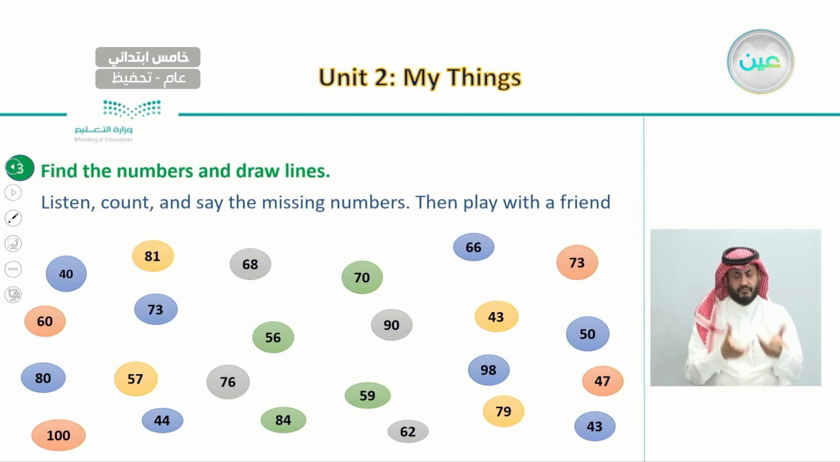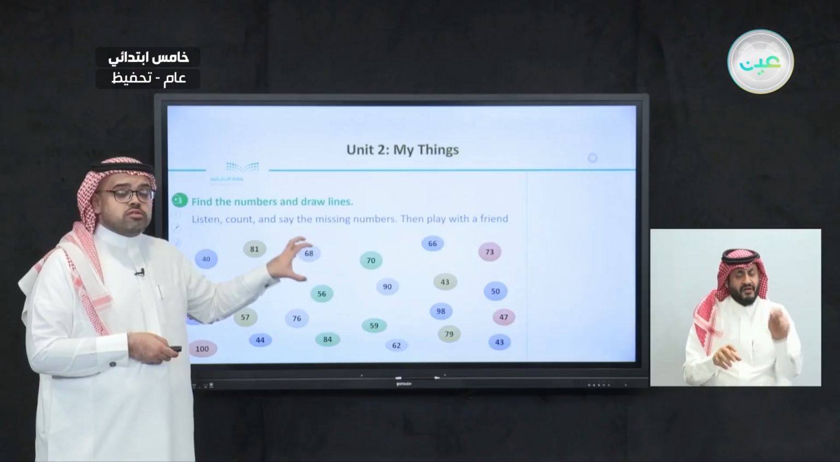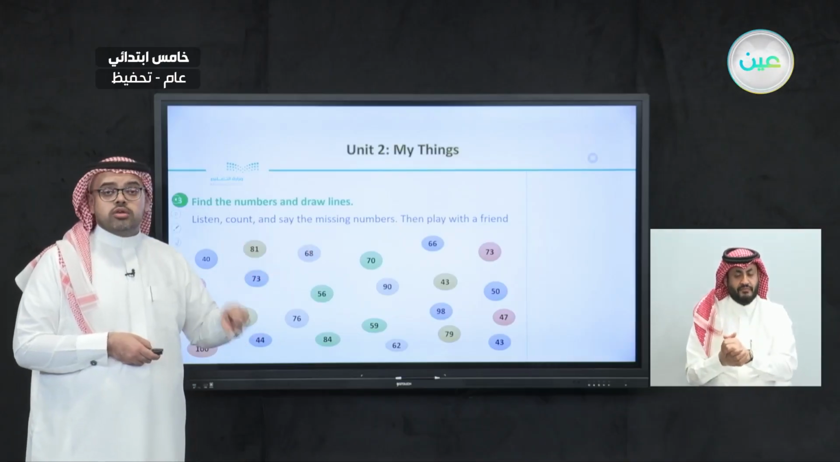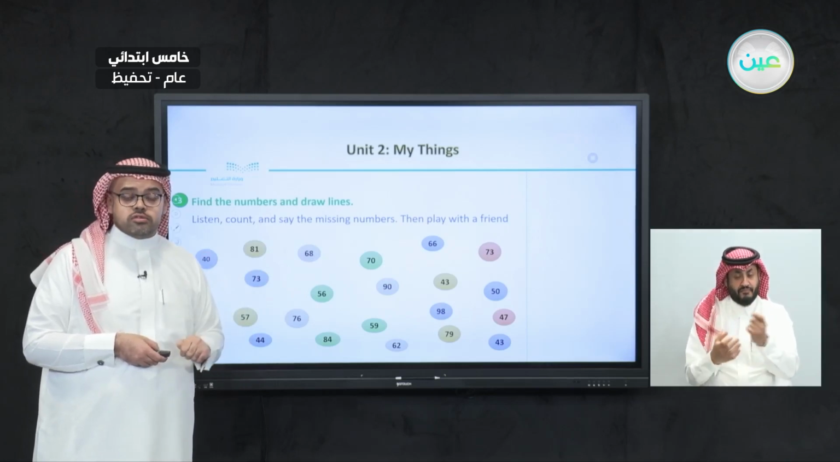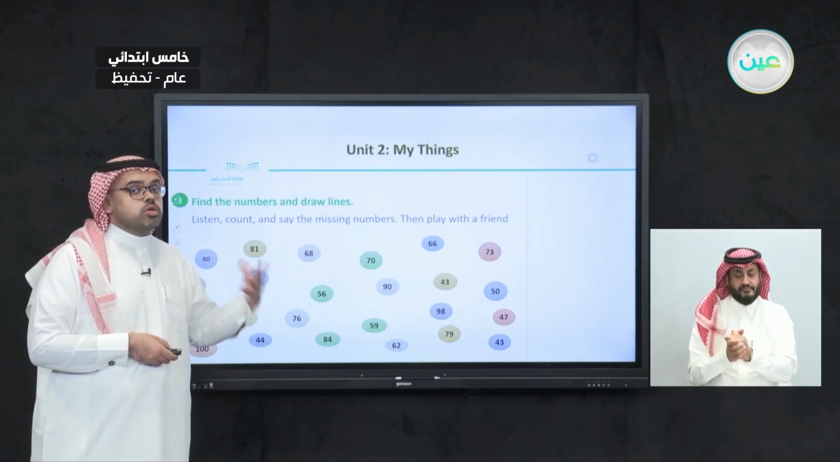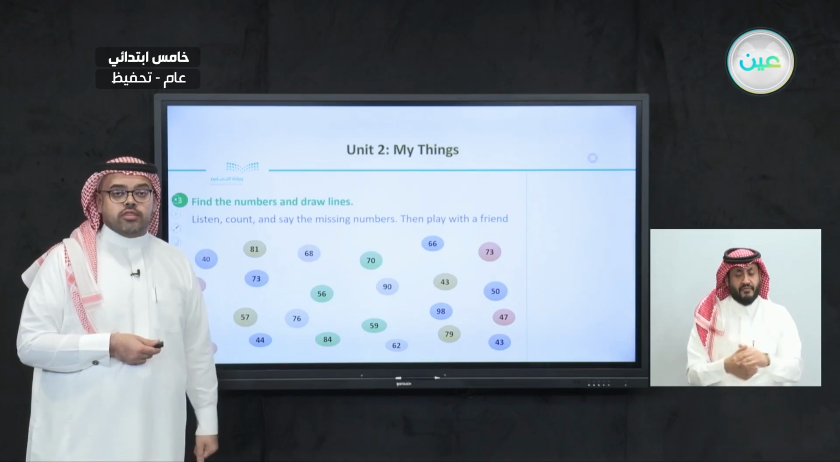And the last thing we did with this exercise or with this lesson, we said that try to count these circles from 40 to 100, and if you find a missing letter, you should write it down next to these circles, and it will be more enjoyable if you play it with a friend.